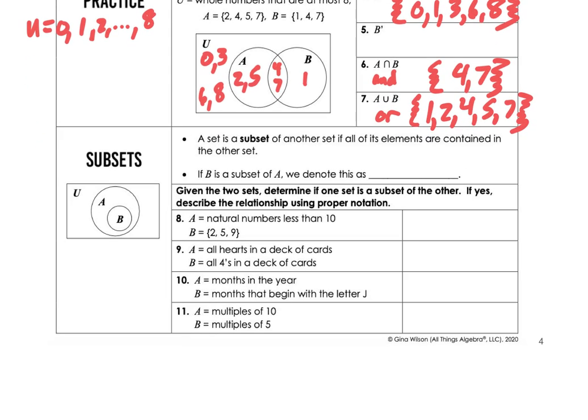Okay, subset. This is another symbol that we're going to see. B is a subset of A. So it's a smaller set.